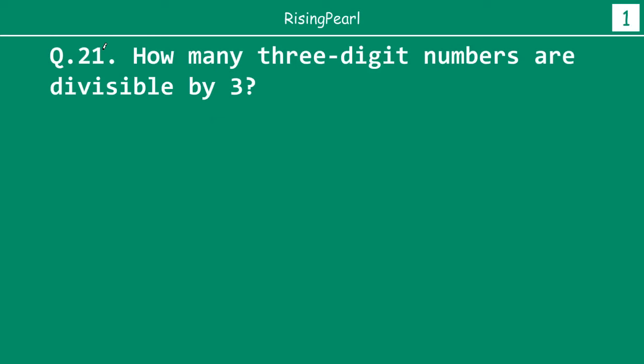So question number 21, and as you know by now, this is a running count of all the questions that we have handled in the series. How many three-digit numbers are divisible by 3? This is a very strange question in that it does not say this is an arithmetic progression question.